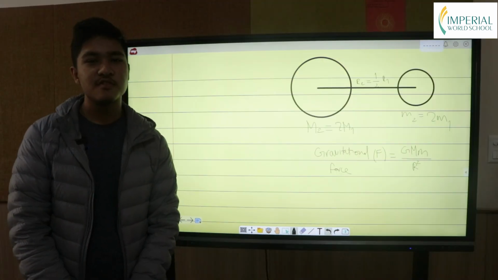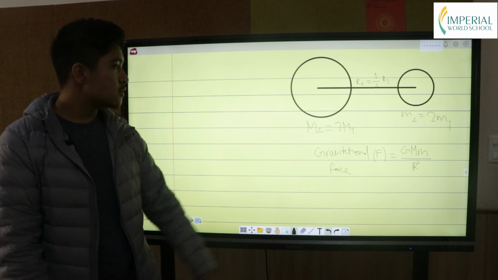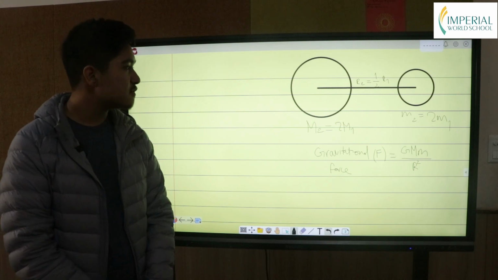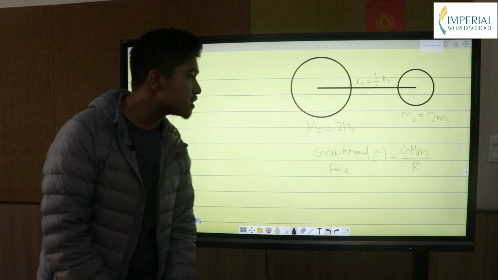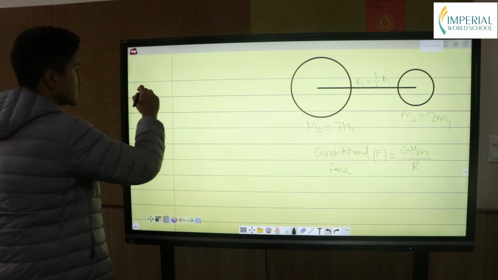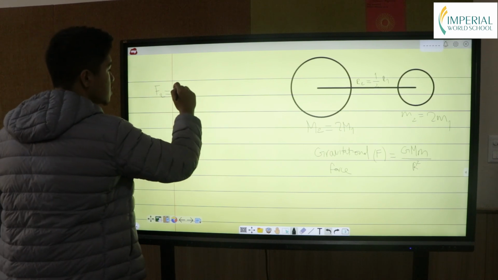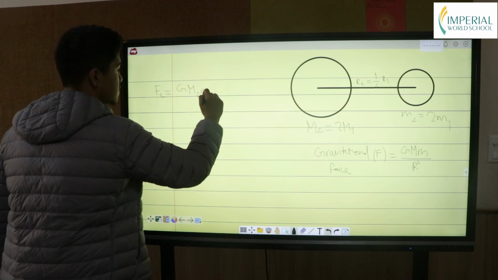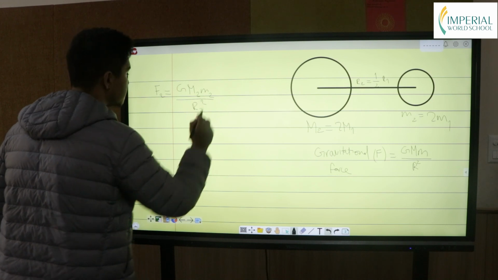Now we have made some changes to both the bodies. As we can see, we have doubled both the masses of the bodies, whereas we have halved the distance between the centers of these two bodies. Again, for the gravitational force between these two bodies, we have a formula. This time F2 is equal to G times M2 into small m2 by R2 square.